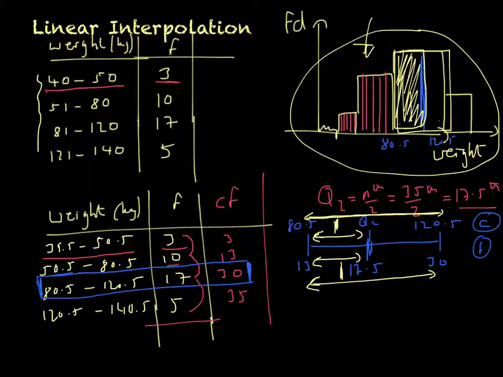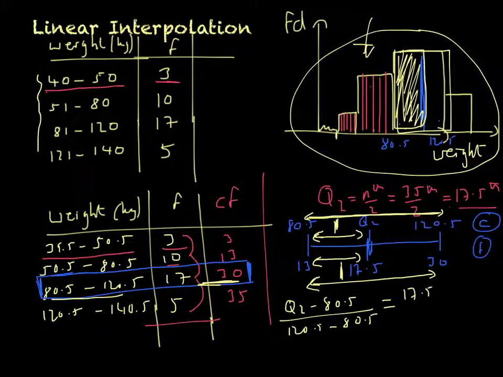The proportion where Q2 lies in the class width must be the same as the proportion where that frequency, the 17.5th value, must lie between 13 and 30. So what we're saying is that Q2 subtract 80.5 all over 120.5 minus 80.5 must be the same as 17.5 minus 13 over 30 minus 13.